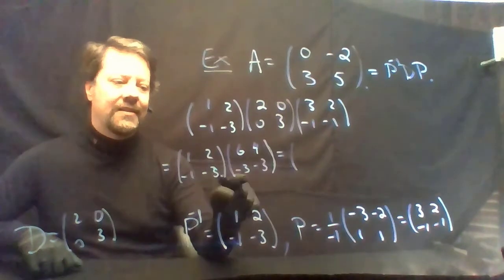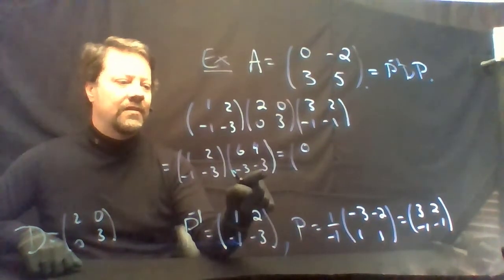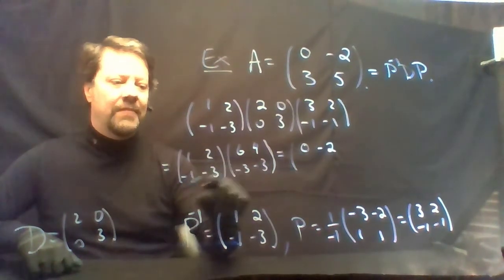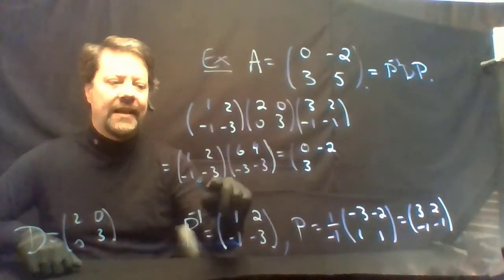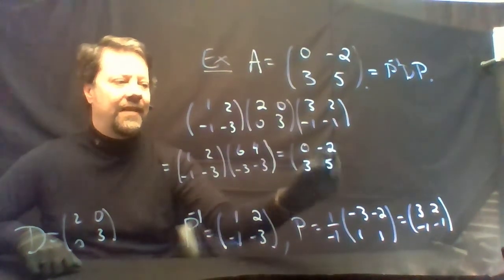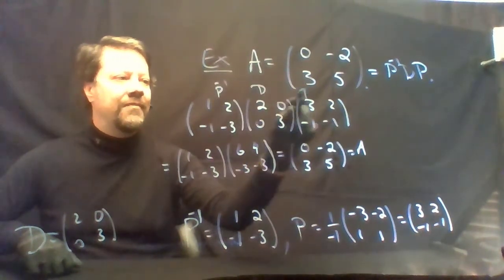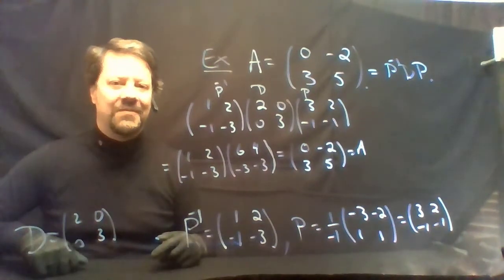and then we'll get 6 minus 6 is 0. 4 minus 6 is minus 2. Minus 6 and positive 9 is 3. And negative 4 plus 9 is 5. So we have P inverse DP equals A. The matrix A is diagonalizable.